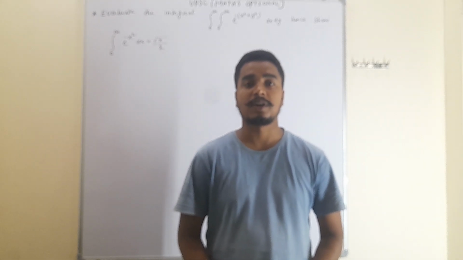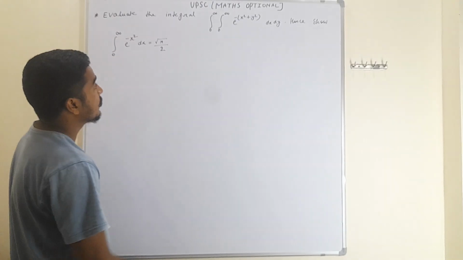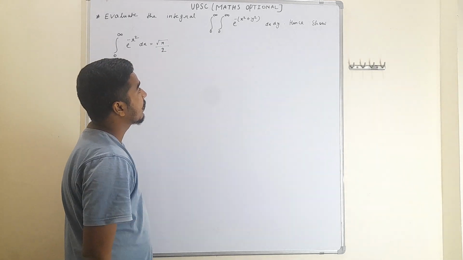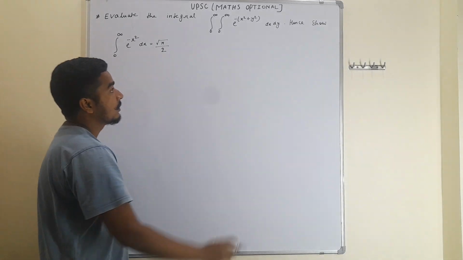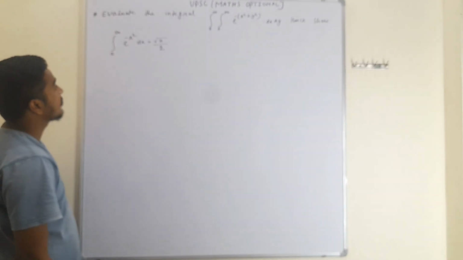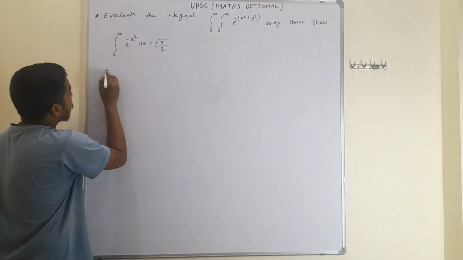Today we are going to solve a UPSC Maths Optional Paper 1 question from the topic multiple integrals. In the given question, evaluate the integral from 0 to infinity and again 0 to infinity of e to the power minus (x square plus y square) dx dy, and hence also show that the integral from 0 to infinity of e to the power minus x square dx is equal to root pi upon 2. Let's solve the problem.